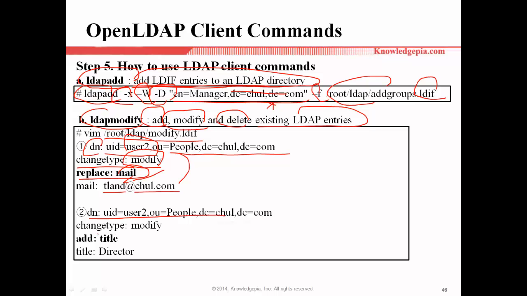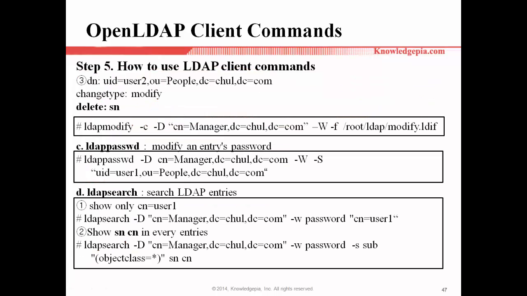Second DN here, the change type modify is the same, but in this case, I will add this one, title. So user2 will have the entry title, and the title name is director. And the third here, in this case, user2 has this information and the change type is modify, the same, but delete sn and SM in the surname. So now I created this kind of file, modify.ldif.